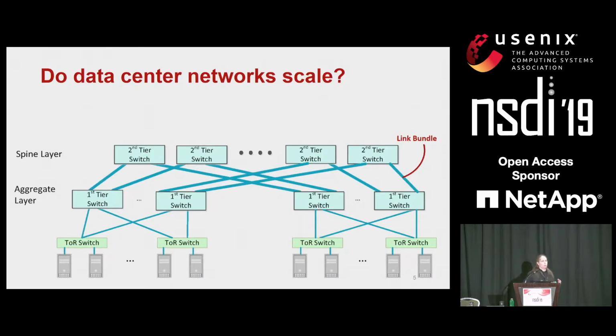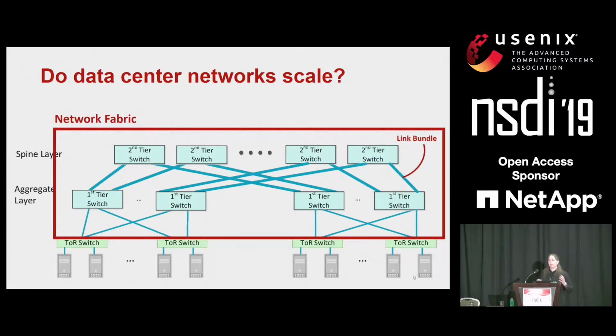So if I'm looking at a fat tree topology, and I'll be focusing on fat trees today, then I have the packets coming from the host to the top of rack switch using 40 gig links, 100 gig links, and from the top of rack switch going to the aggregate layer, that's the first tier, and then to the spine layer, that would be the second tier. And it will be using 100 gig ports or 400 gig ports. I will be referring to this entire part of the network, from the uplink of the top of rack switch and everything on top of it, as the network fabric.